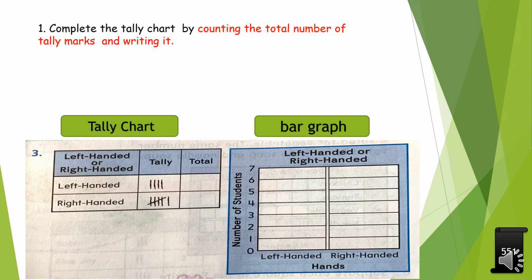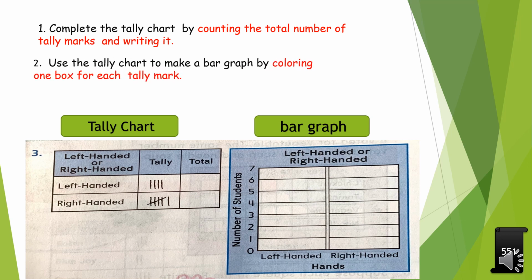Okay, the second part of the question is use the tally chart to make a bar graph. Remember, you color one box for each tally mark. Can you do it yourself now?